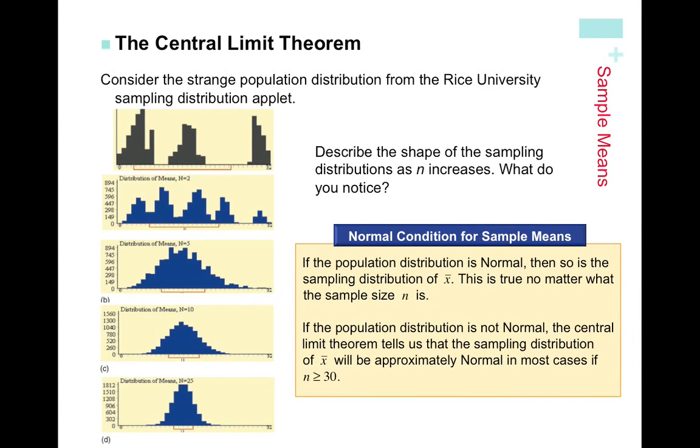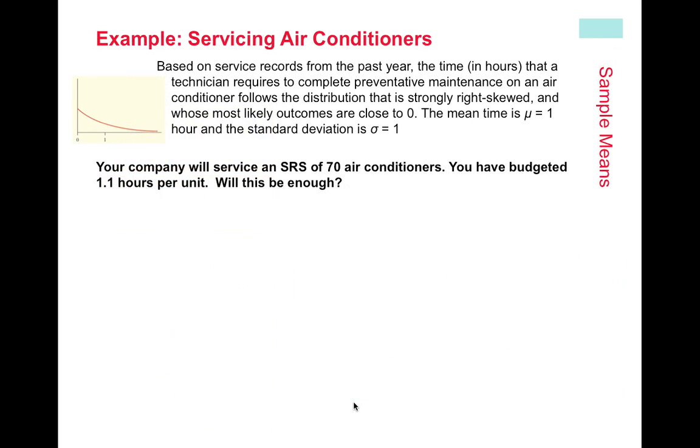And the rule of thumb that we came up with here: if the population is normal, then the sampling distribution of x bar is normal, no matter what the sample size is. If the population is not normal, the central limit theorem tells us the sampling distribution of x bar will be approximately normal as long as n is greater than or equal to 30. That was the rule of thumb that we used.